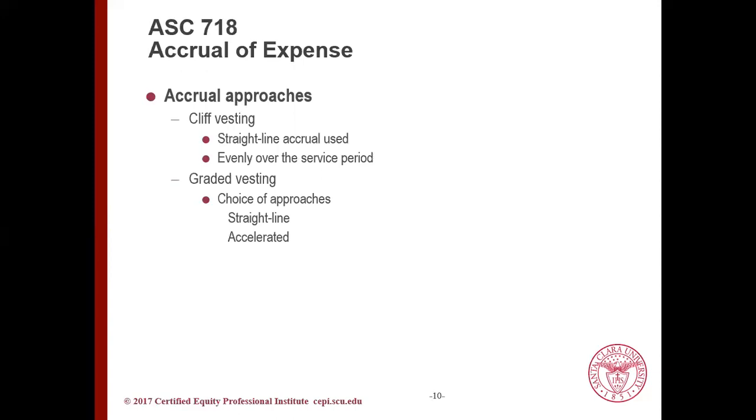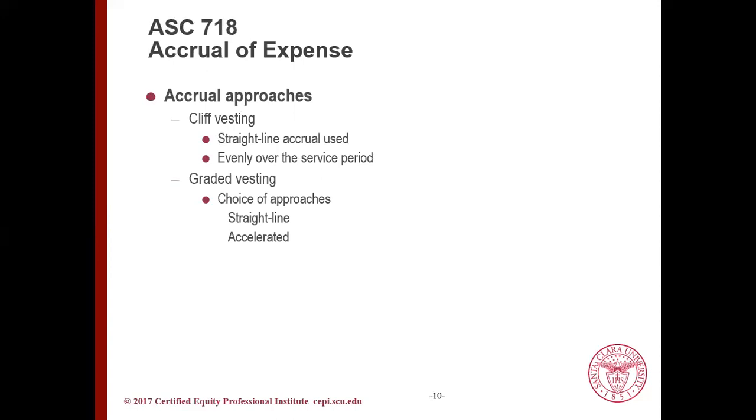Most awards these days, however, have graded vesting. So they vest in increments. We particularly see this with time-based awards. I rarely see time-based awards that have just a cliff vesting period. I usually see awards with maybe 3-year annual or 4-year annual vesting, sometimes 5-year annual vesting. Sometimes I see monthly vesting or quarterly vesting. So anytime we have awards vesting in increments like that, we have a choice of approaches to recording that expense.